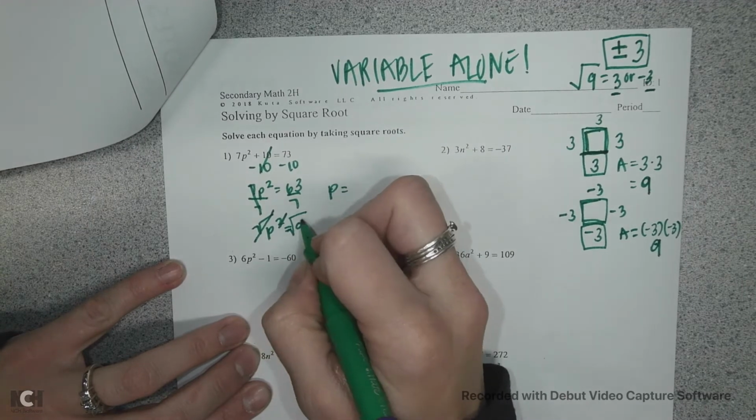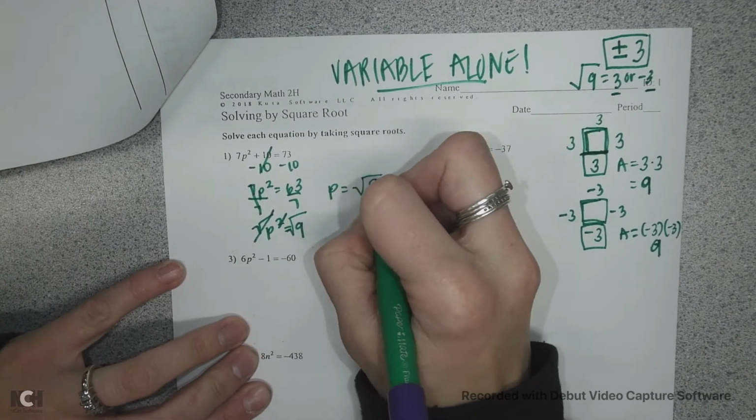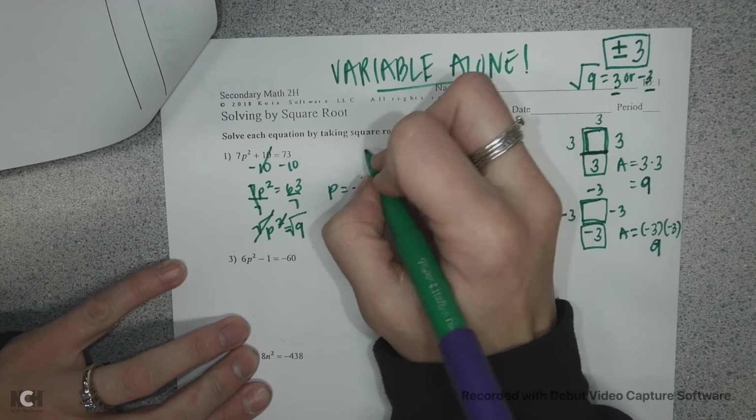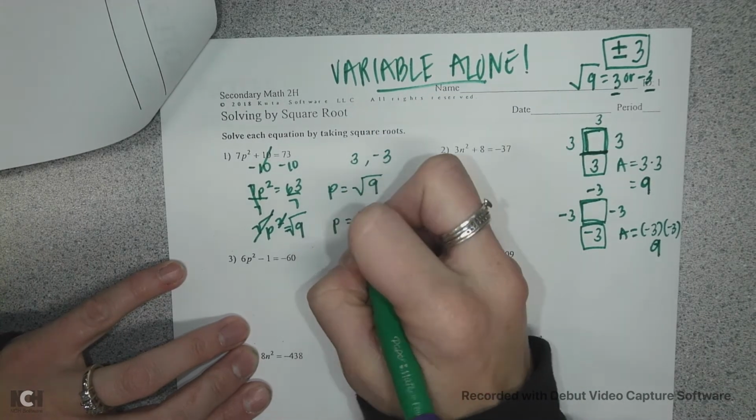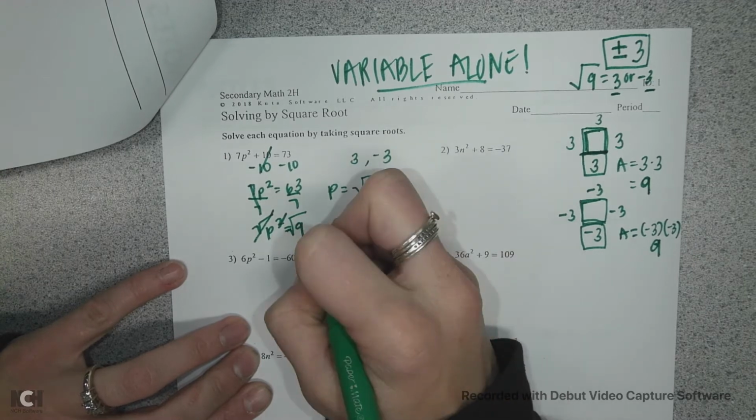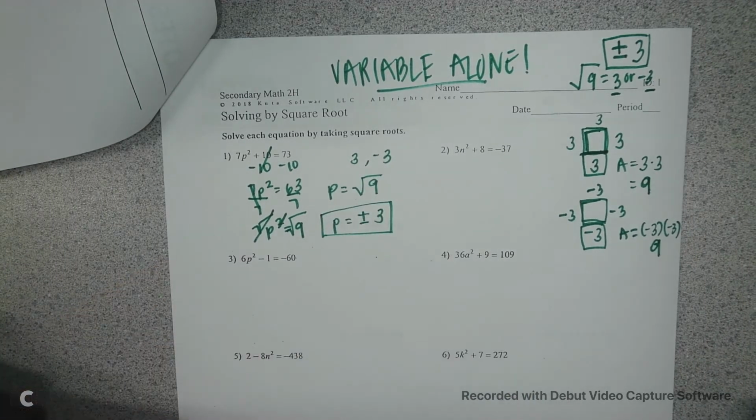And then this, the square root of 9, could be a positive 3 or a negative 3. So for our answer, we're going to write plus minus 3. And there we go. Okay, so you just have a bunch of different types of problems like this.